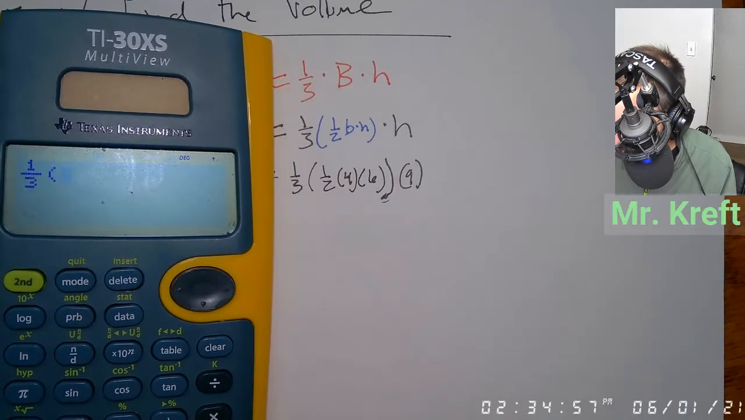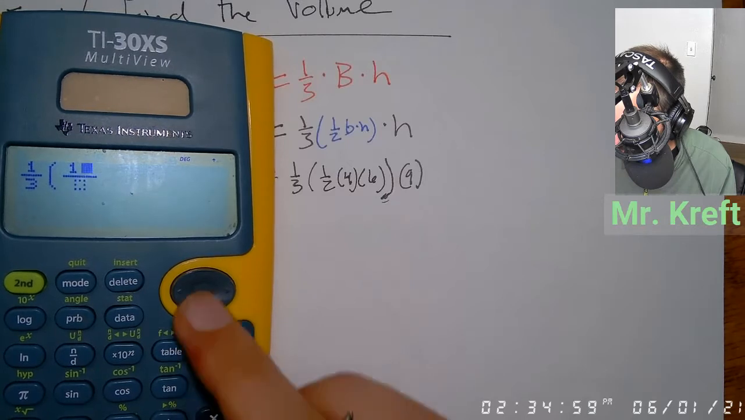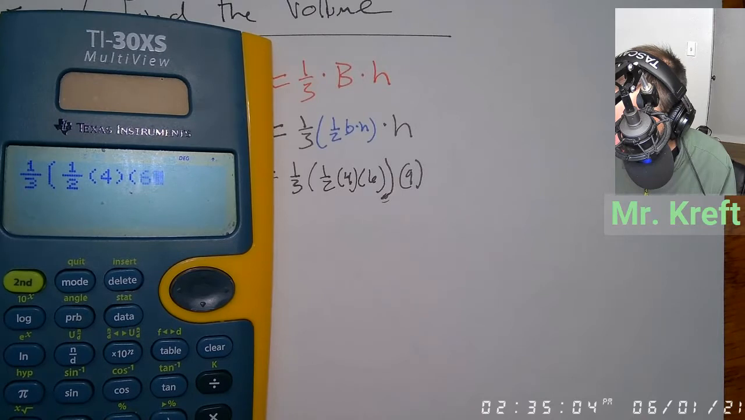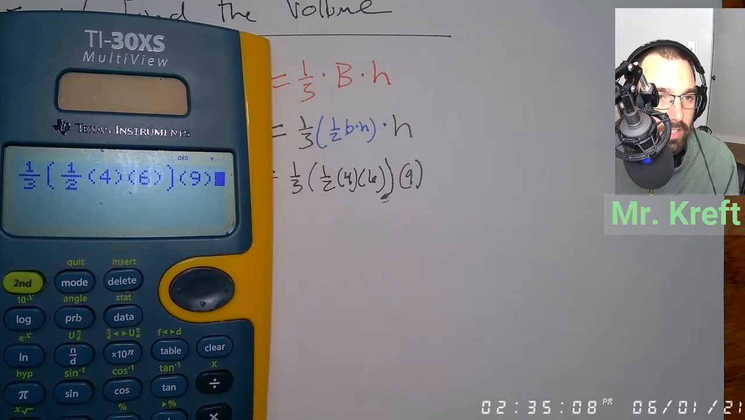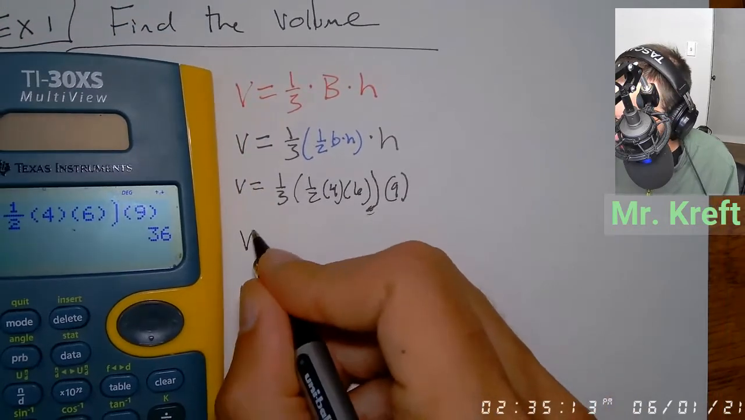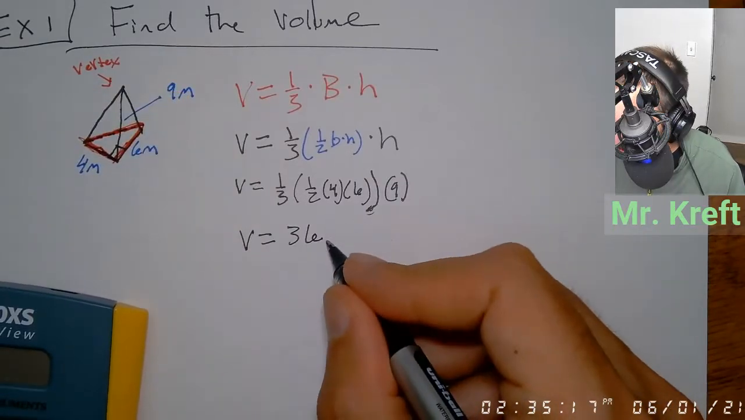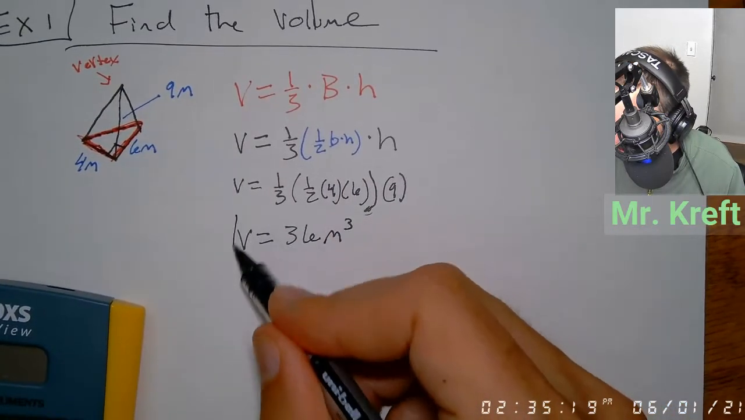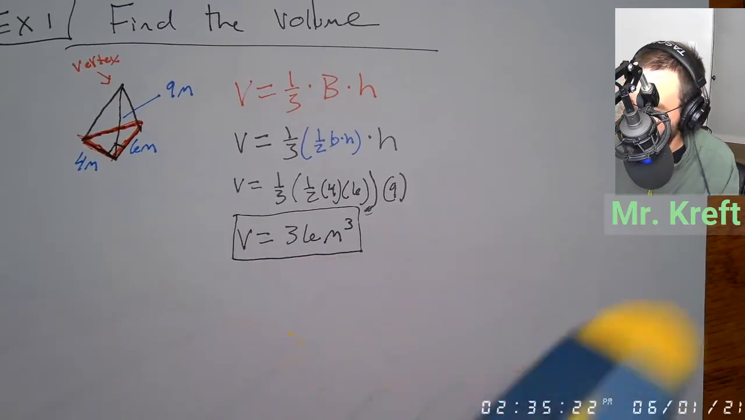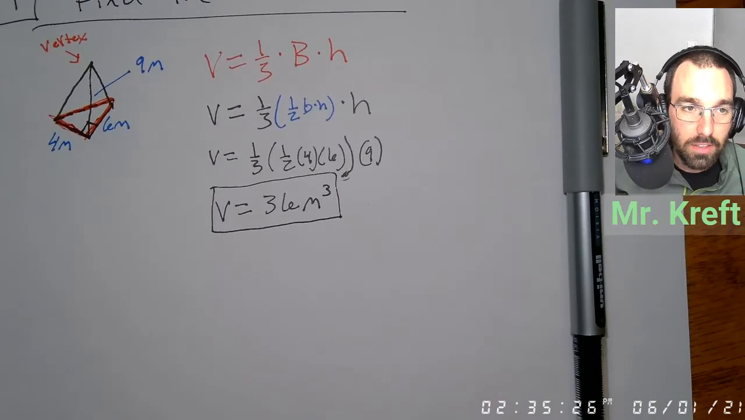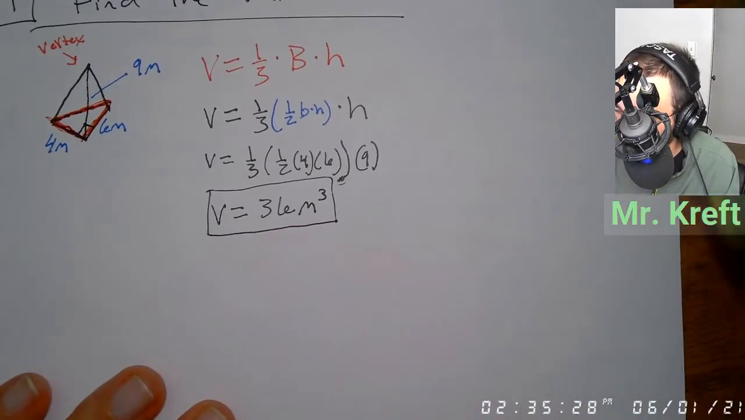1/3 times 1/2 times 4 times 6 times 9. Right, so I just typed it in exactly how I have it written. And then I get 36. So the volume would equal 36. And then what are my units? Meters. So 36 meters cubed. Like that. So 36 meters cubed. Where did I get the 1/2? That's the area of a triangle.